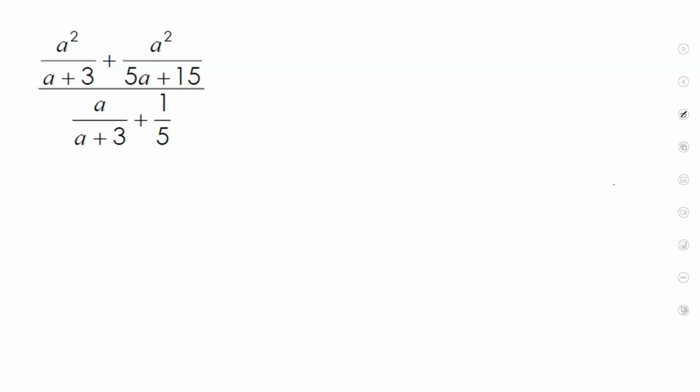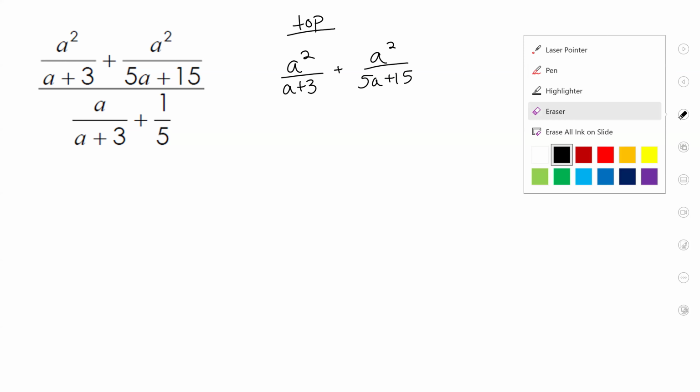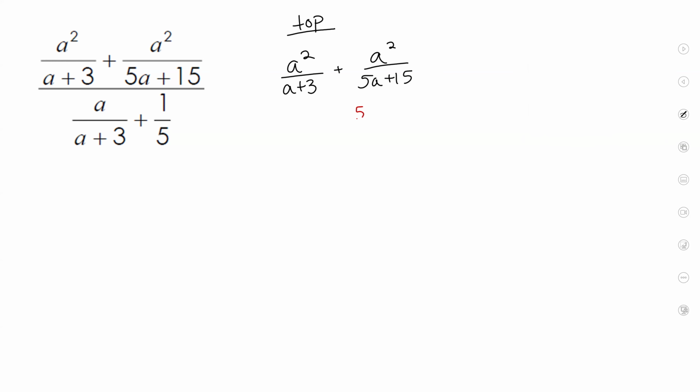Okay, here's another one. I'm just going to work on the numerator. I'm just going to say top for short. Mathematically, we call it the numerator. So I have a squared over a plus 3 plus a squared over 5a plus 15. Whenever you want to combine fractions, the denominator needs to be the same. So how can I rewrite this? Yep, I can pull out a 5. It's now 5 times a plus 3.